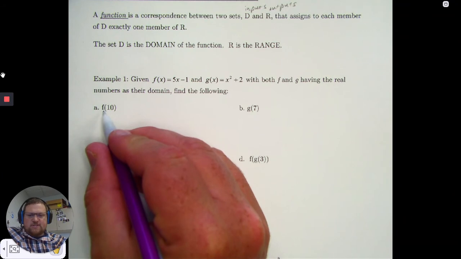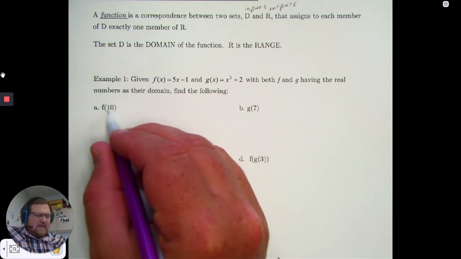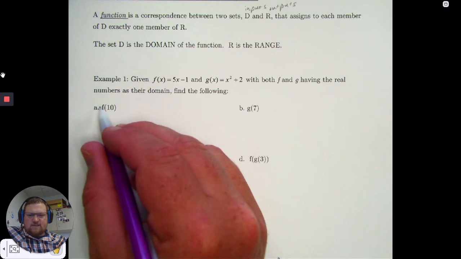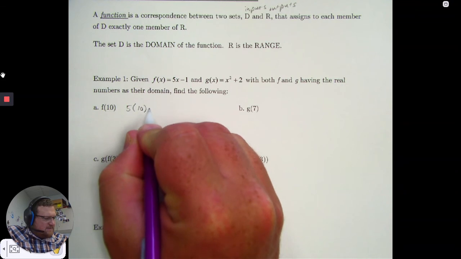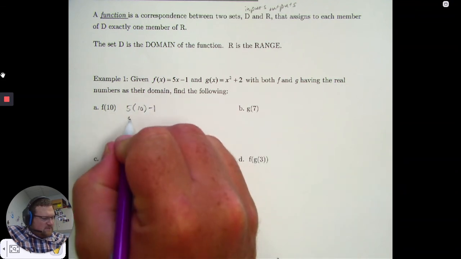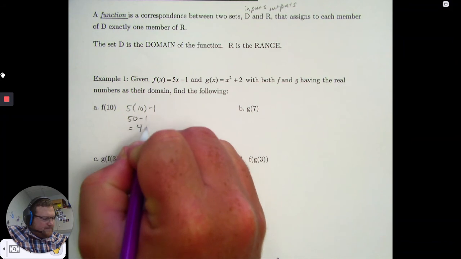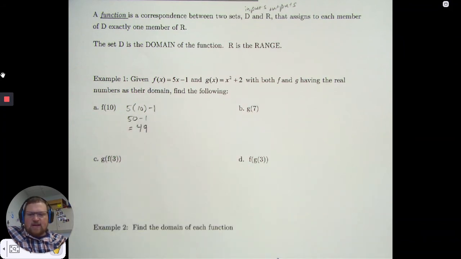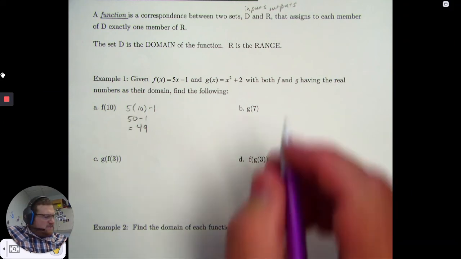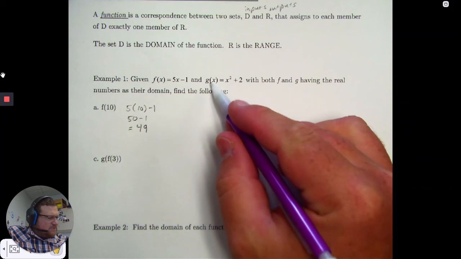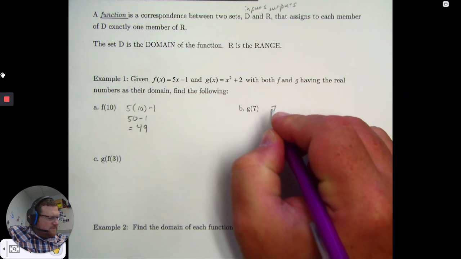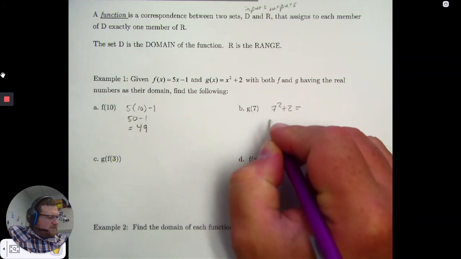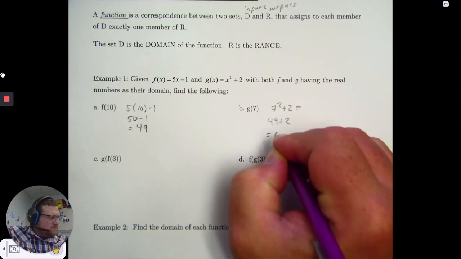This right here just simply means you're going to put 10 in for your input into the function f. So I'm going to do 5 times 10 minus 1, which is 50 minus 1, or 49. And that's all I have to do in that kind of a problem. Now this next one says g of 7. So I take my function of g and then I put 7 in for my input. So 7 squared plus 2, which would be 49 plus 2, which is 51.